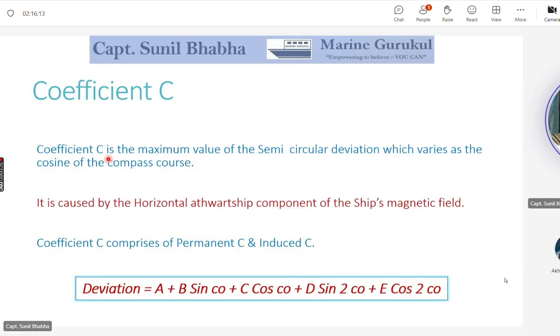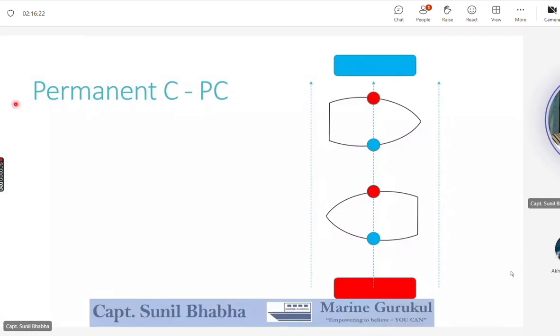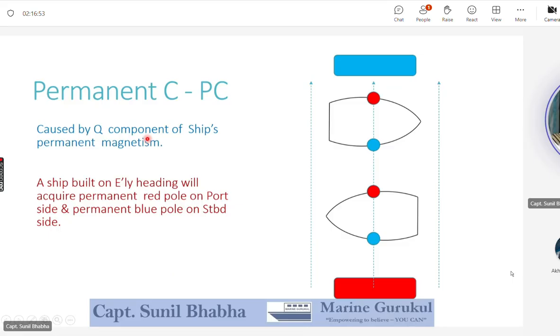Moving ahead now, beta. So moving on to permanent C. Permanent C is caused by the Q component of the ship's permanent magnetism. We have three components of the ship's permanent magnetism, that is P, Q and R. P component lies in the fore and aft direction, Q component lies in the athwartship direction, and R component lies in the vertical direction. So this is caused by the Q component, that is the athwartship component of the ship's permanent magnetism.